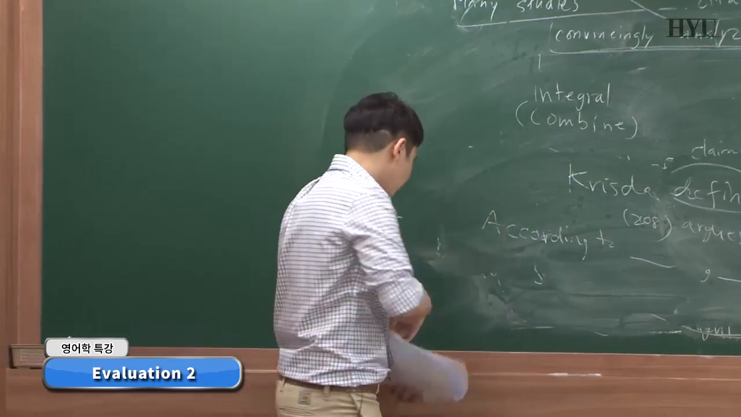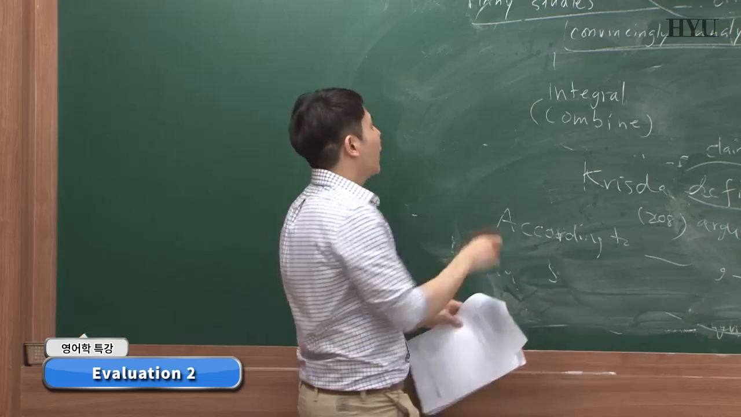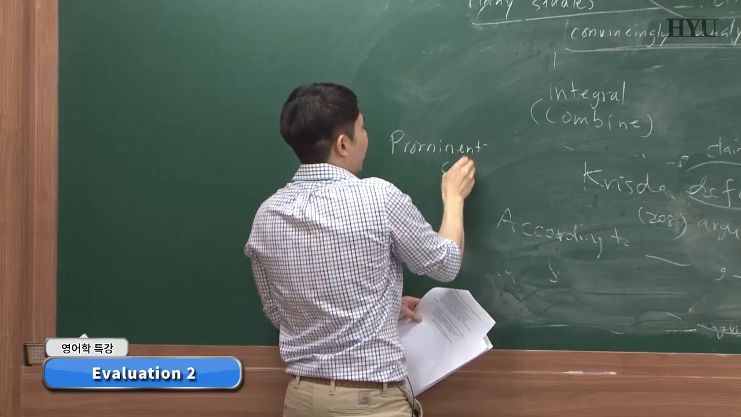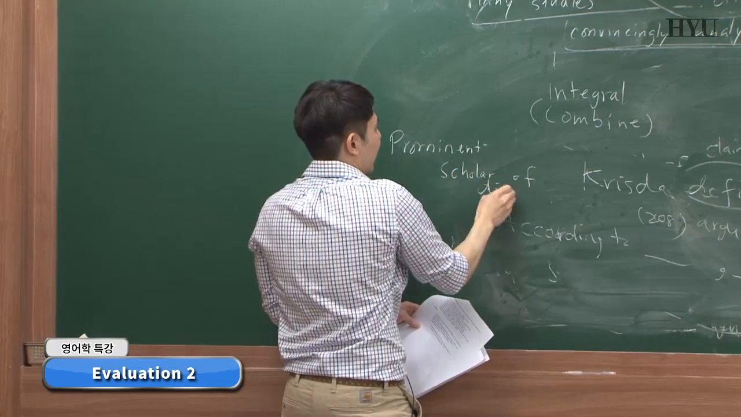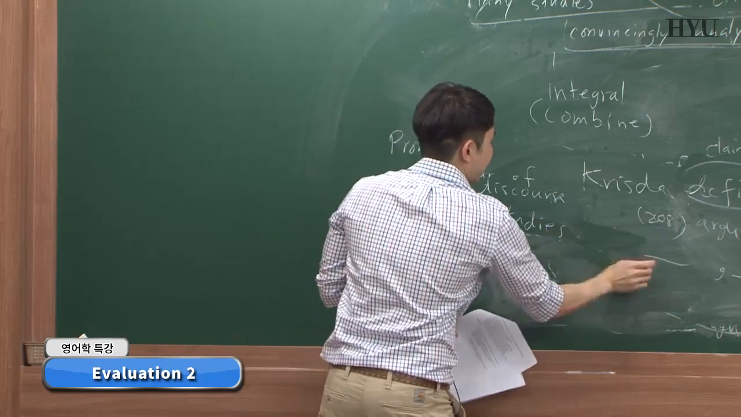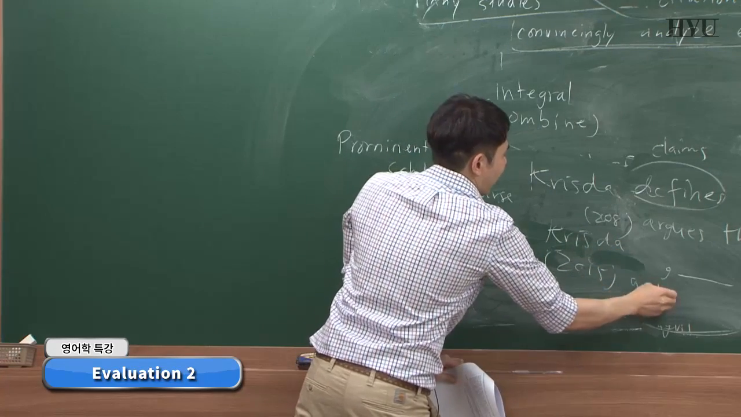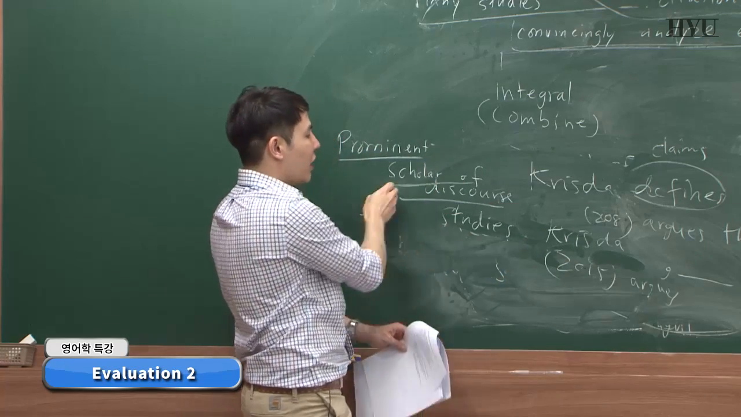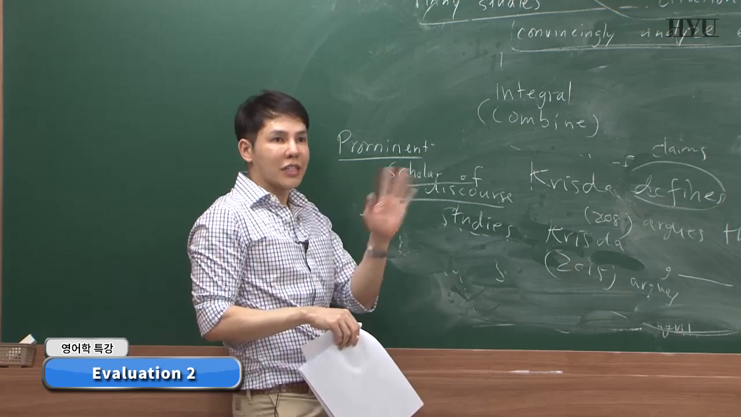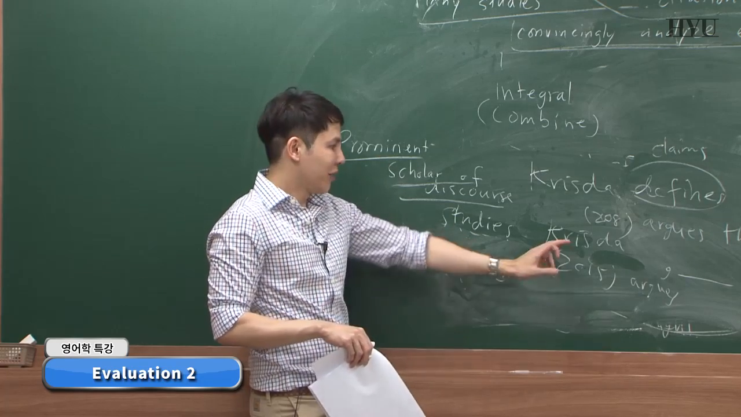Another problem is people evaluate wrong things. If you say something like, prominent scholar of discourse studies, Krista 2015 argues, here, no also. Why? You evaluate the person. Not good for academic writing. For other things, maybe it's good, but for academic writing, you evaluate the work of people, not the person.